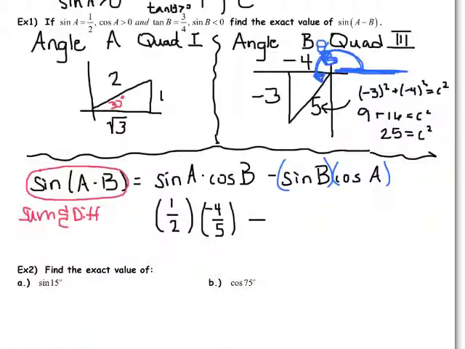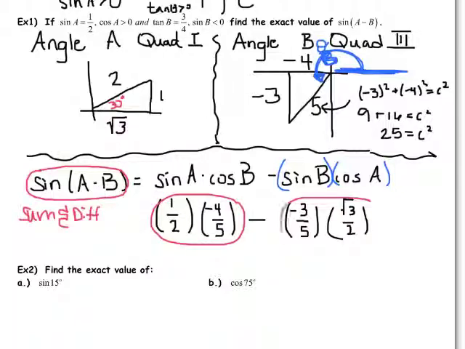Sine of B is equal to, so now I go to the B triangle again, and sine is opposite over hypotenuse, so -3 over 5, and cosine of A is √3 over 2. All right, so in my next step, I multiply this, and I multiply this. So that's what I mean when I say it doesn't really matter if you switch these, because when you multiply these, it'll work out just the same way.